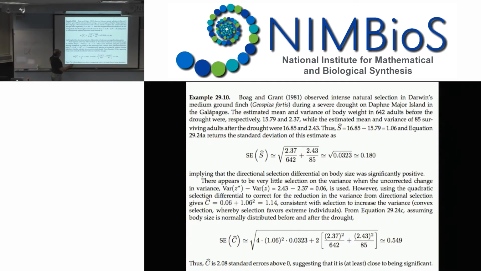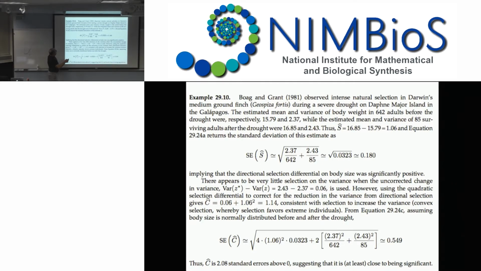So you notice here, the means change a bit. The directional selection differential is 1.06. The variances are basically almost the same. However, if you use this value, you haven't adjusted for S. So when you compute the quadratic selection differential, that's the within generation change, that's S squared. It's quite substantial. And not only substantial, but the standard error shows it's significant.